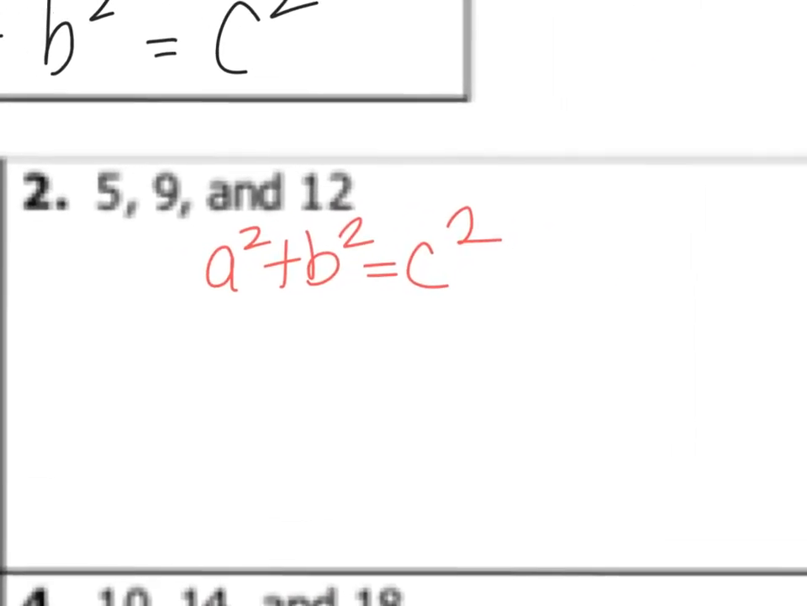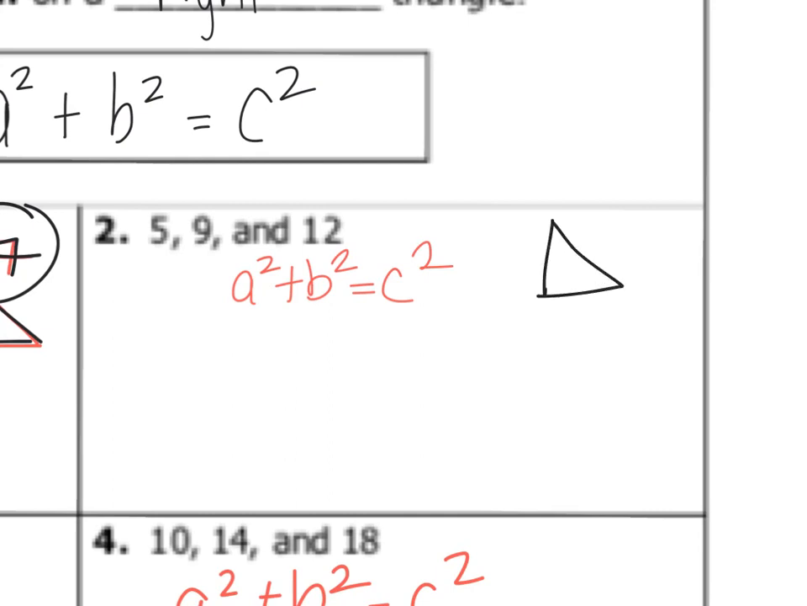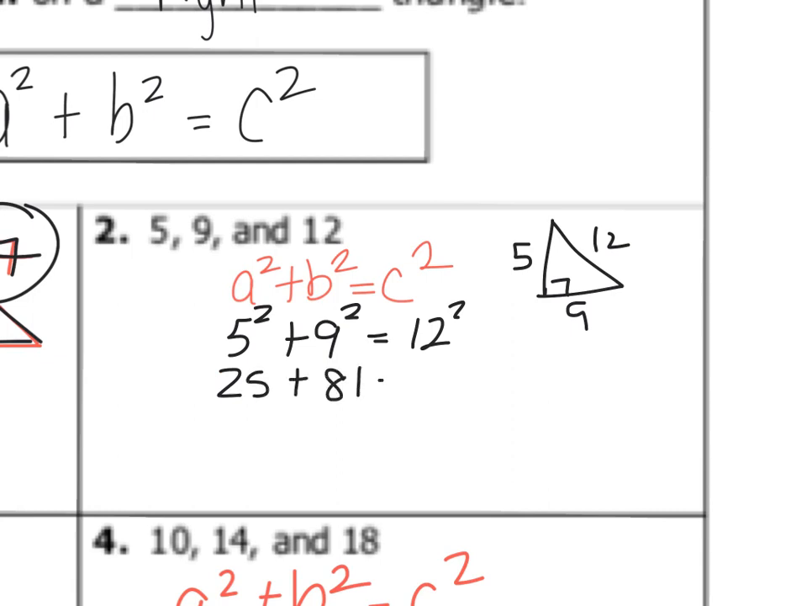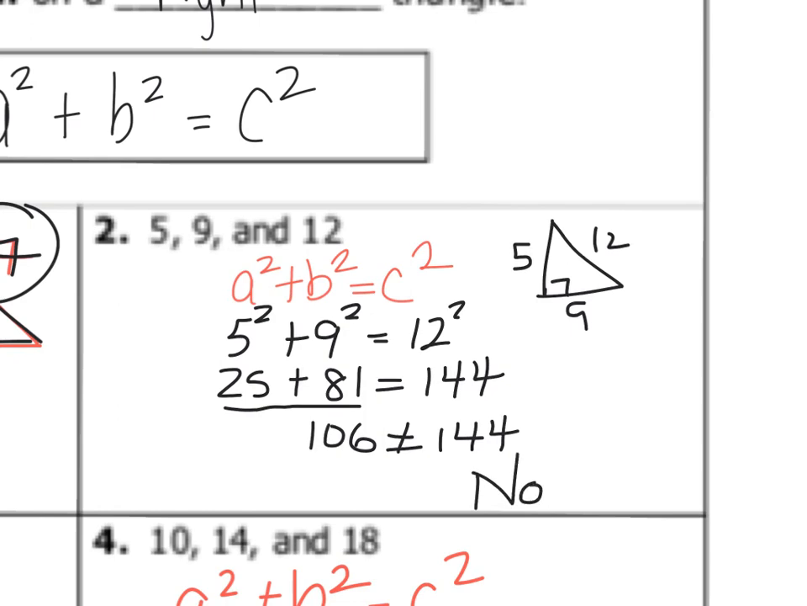Let's try it again. I want to know if 5, 9, and 12 could be the sides of my right triangle. I'm going to do 5 squared plus 9 squared and find out if that equals 12 squared. 5 squared is 25, 9 squared is 81, and 12 squared is 144. Does 25 and 81 add up to 144? It does not. So those cannot be the three sides of a right triangle.